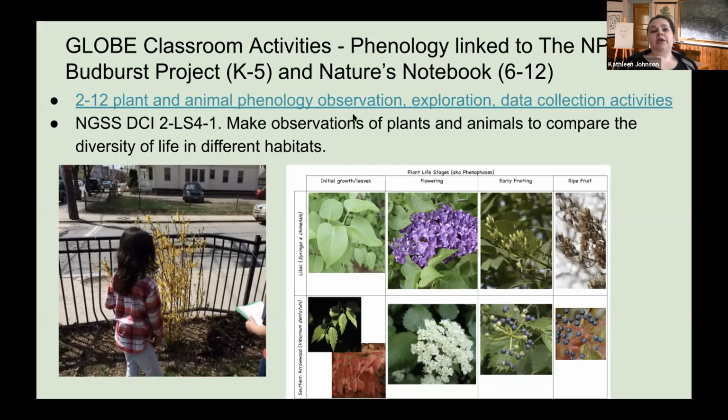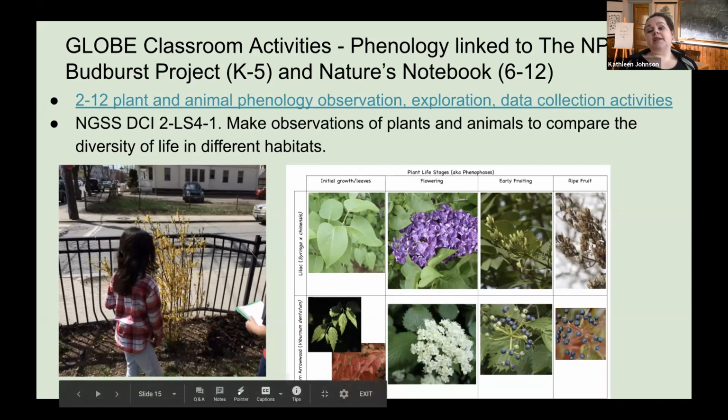The thing about Nature's Notebook and Project Budburst, even now, if you or your students are walking around your neighborhood and want to track phenophases of any plant, you can report those to either one of these projects. If you see witch hazel and forsythia and heather, those are plants that you could report to Globe.